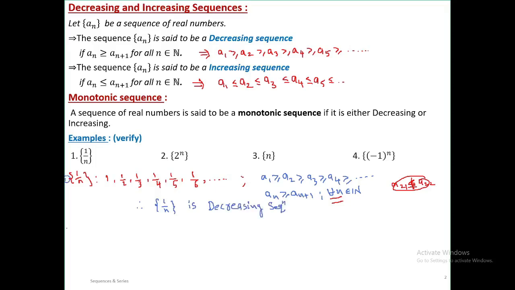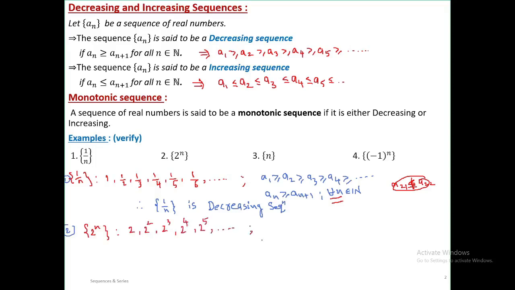Similarly, the second one. The sequence 2 raised to n. Now what are the terms of the sequence? If we substitute n is 1, you will get 2, next 2 raised to 2, next 2 raised to 3, next 2 raised to 4, next 2 raised to 5, and so on.